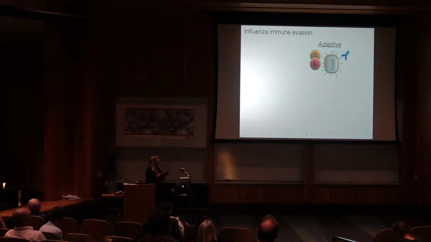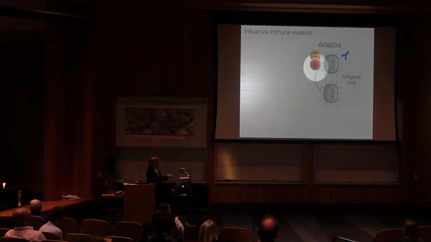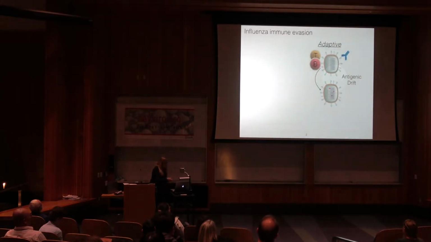So a truly classic example of viral immune evasion comes from influenza A viruses, which accumulate mutations by a process known as antigenic drift. And this allows it to partially escape from pre-existing antigen-specific antibodies and T cells.